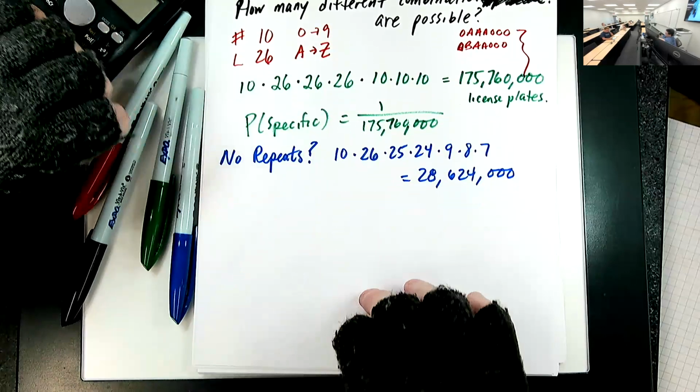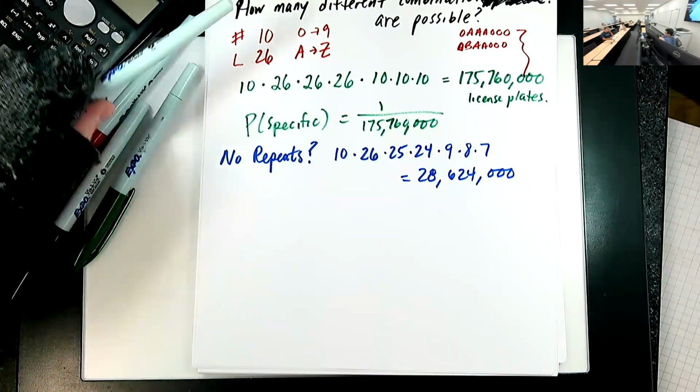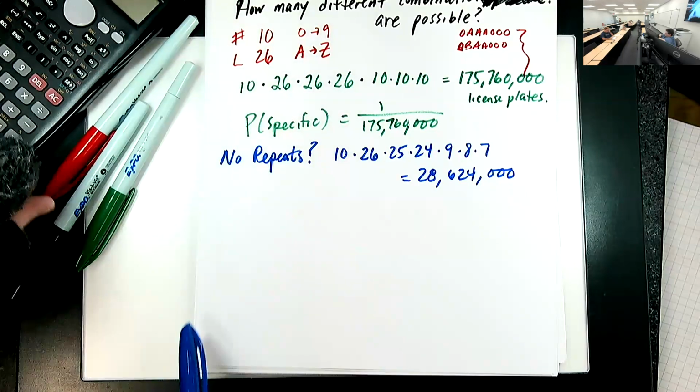So these are the multiplication rules of counting. This top one, really what we're going with, is the multiplication rule of counting.